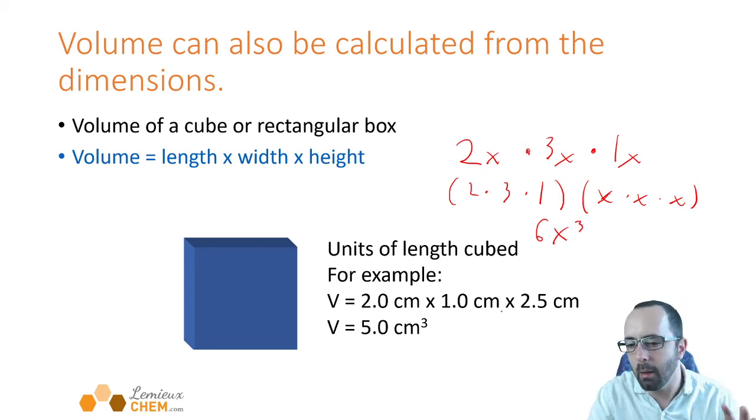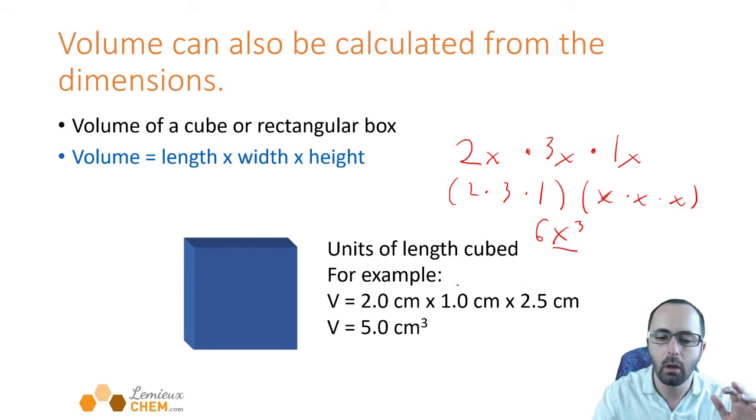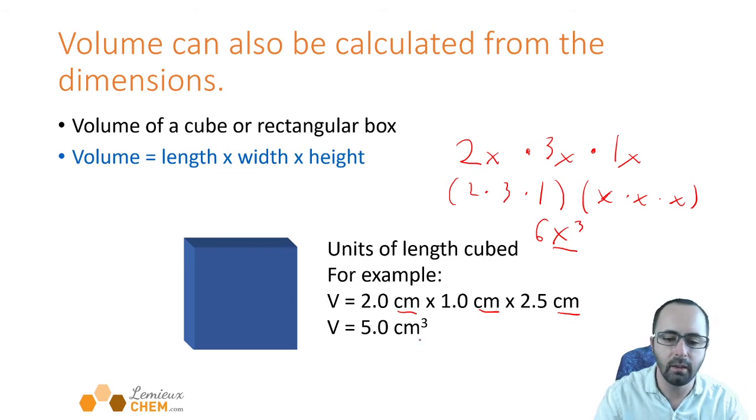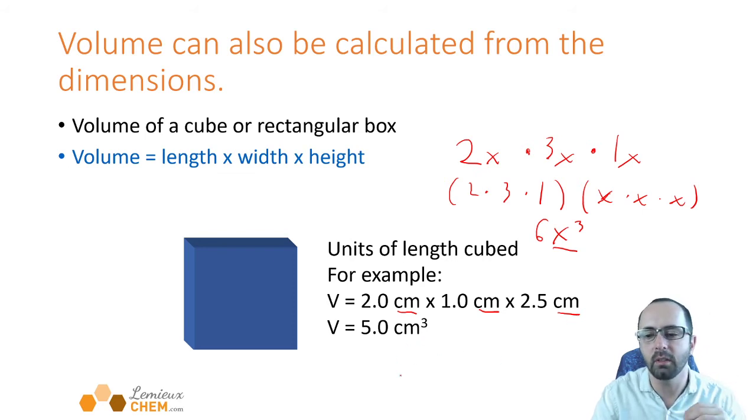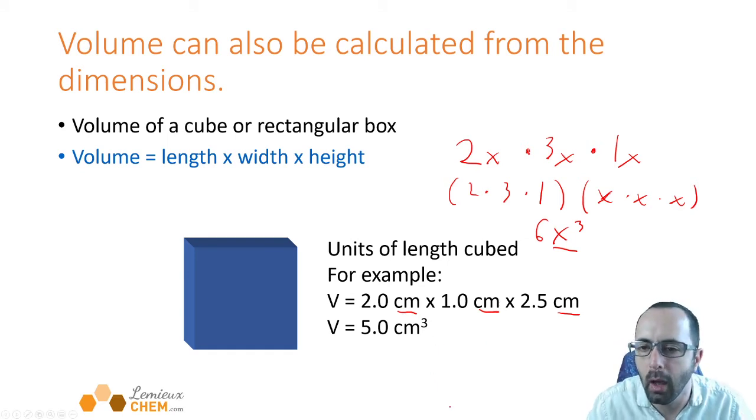The same thing happens for units. Again, treat your units like an x or a y. So for our numbers, we have 2 times 1, which is 2, times 2.5, which is 5. And we have centimeters times centimeters times centimeters. That is centimeters cubed, or cubic centimeters. Remember to treat your units just like x's and y's. If you're multiplying units together, make sure that you're multiplying them together like you would an x or a y.